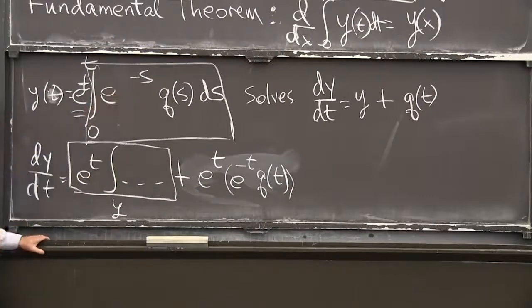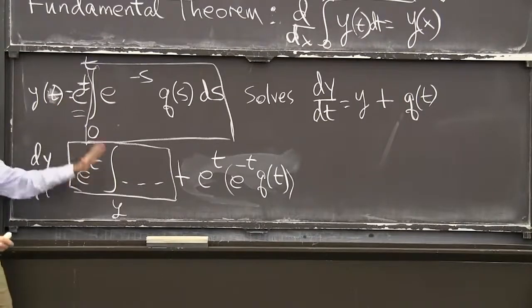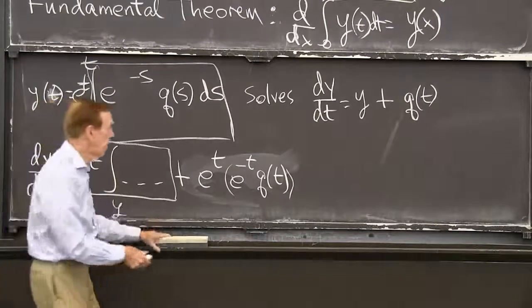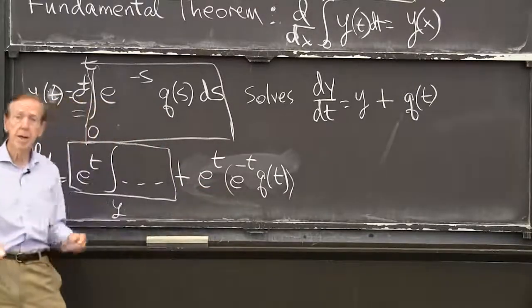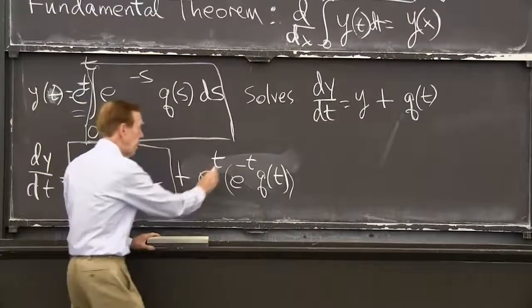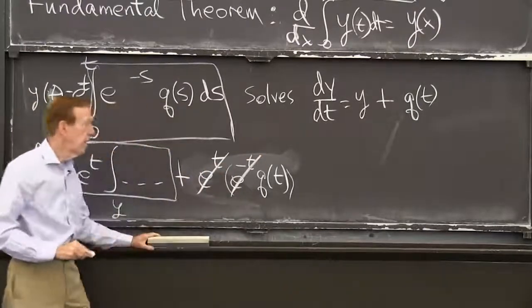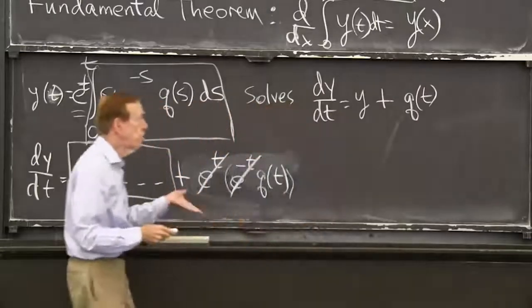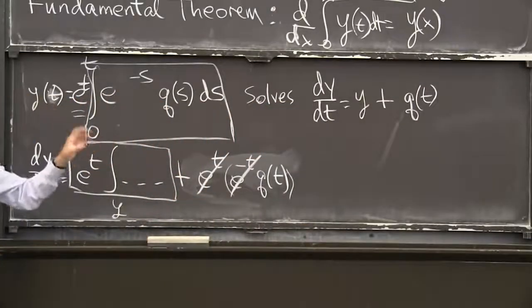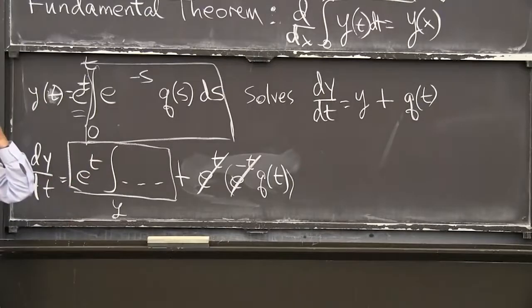Exactly what is above, because when I took the derivative of the first guy, the f, it didn't change it, so I still have y. What do I have here? e to the t times e to the minus t is 1. So e to the t cancels e to the minus t, and I'm left with q of t, just what I want. So the two terms from the product rule are the two terms in the differential equation.